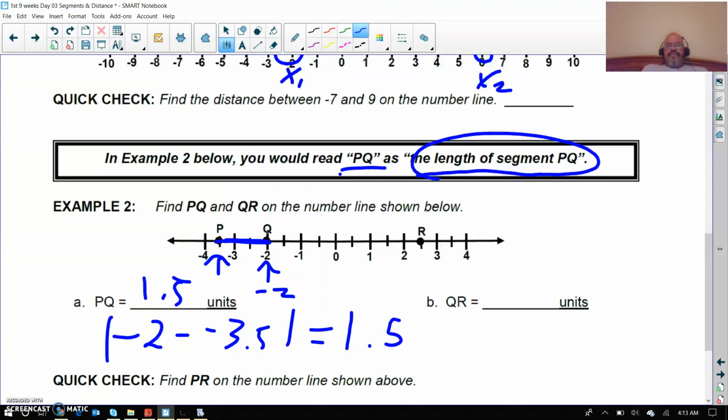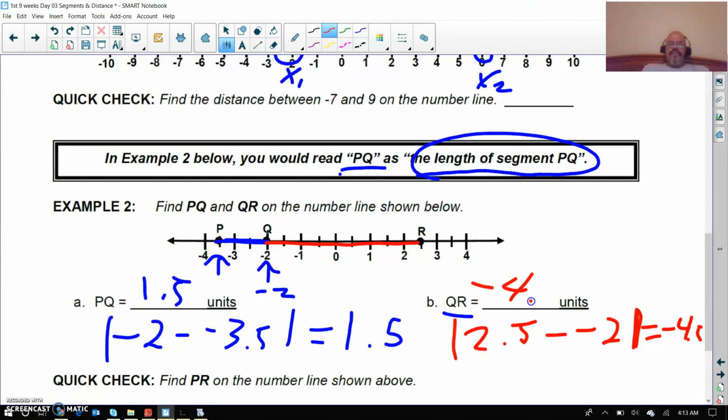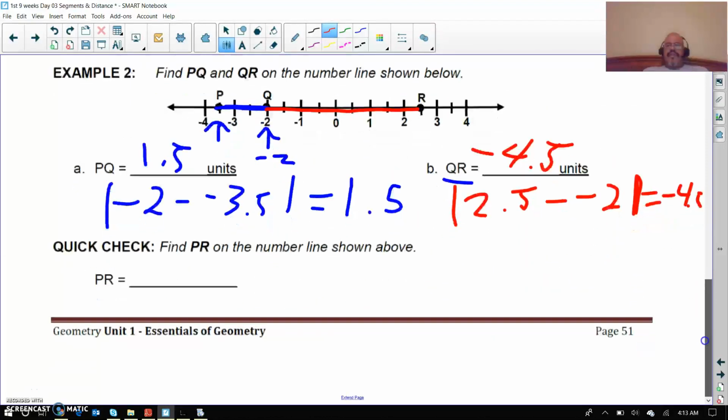If we look at the same thing for the next one, RQ. We're looking at R to Q, which would be right here. So again, that is going to be 2.5 on this particular number, minus -2. And so that's -4.5. Ooh, running out of space. Okay, and that's about it for that.